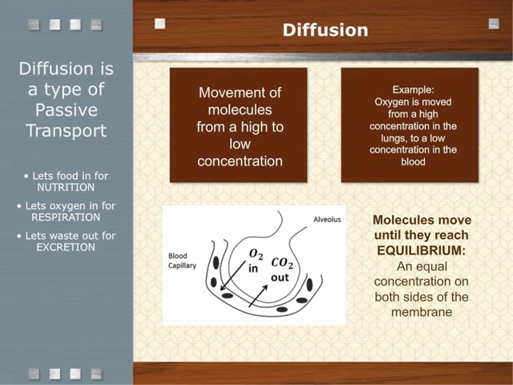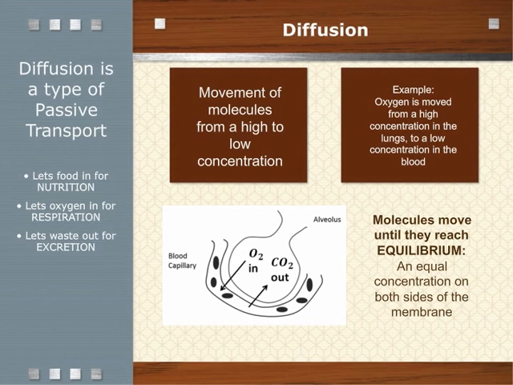Meanwhile, in the cells of your body, carbon dioxide is being produced. The blood picks it up and carries it back to the lungs. So CO2 is in a high concentration in the blood. It's going to move into a low concentration in the lungs so that you can exhale that waste product back out. This is going to happen until molecules reach equilibrium.